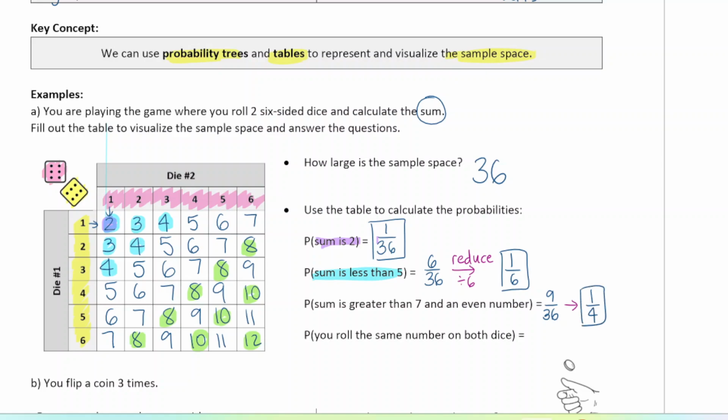So every time you roll the dice, 1 in 4 times, you're going to get a sum that is even and greater than 7.